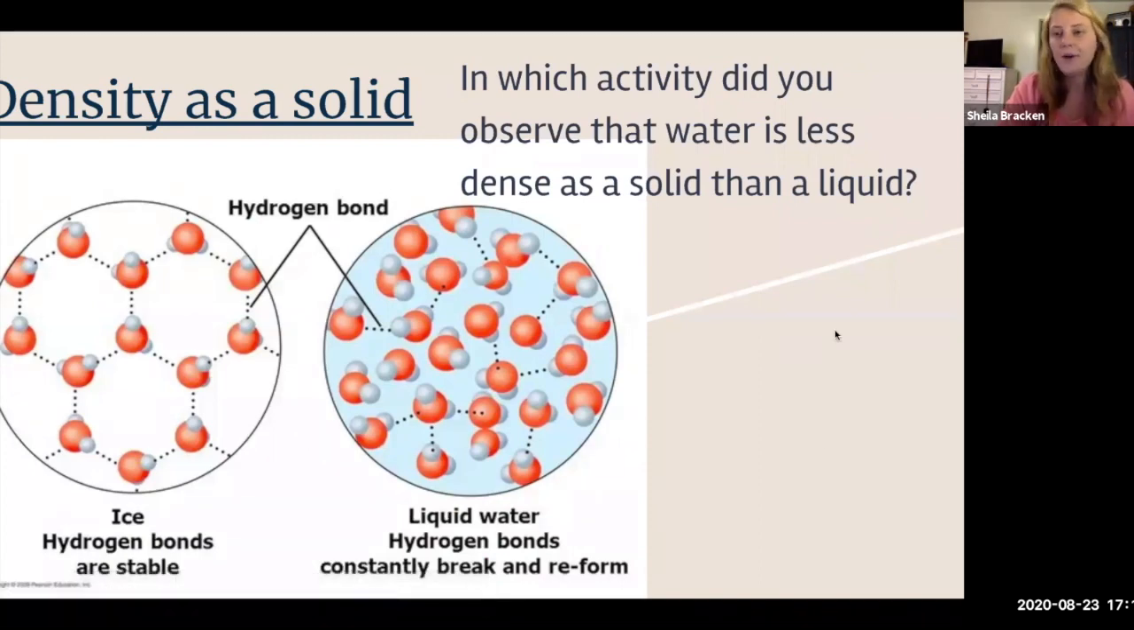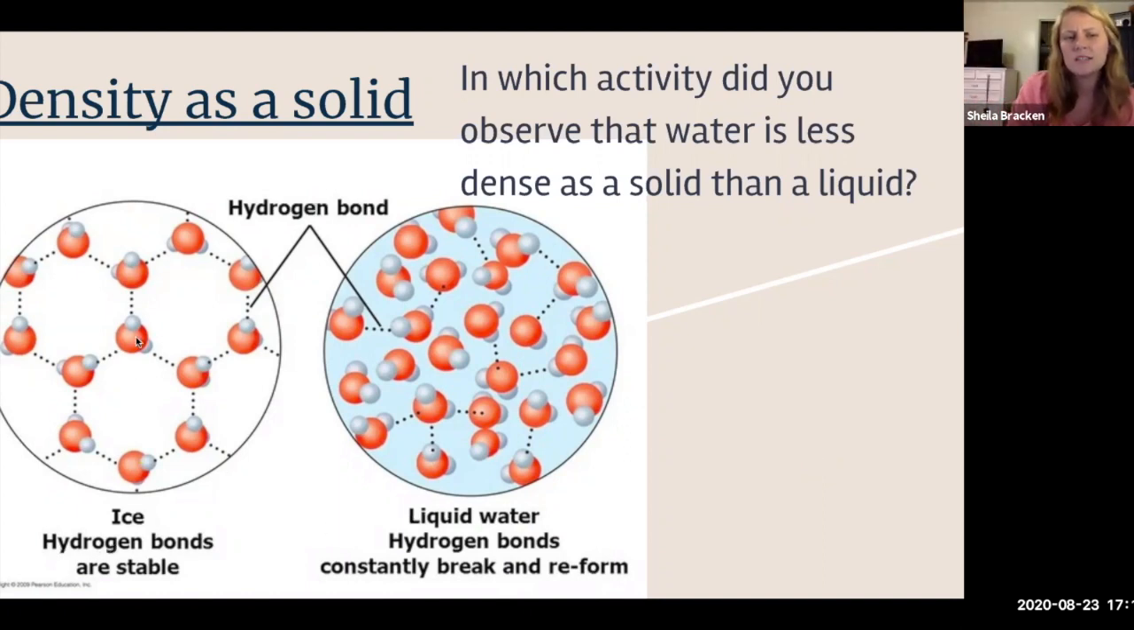So we all know, it was probably not surprising, that the ice floated on top of the water. It is so common, it might not have surprised you as something that was unique or interesting. It's kind of a boring video, but the fact that water is less dense as a solid is actually really interesting. So the activity that we observed that in was pouring the water into the beaker and then putting the ice on top of it.